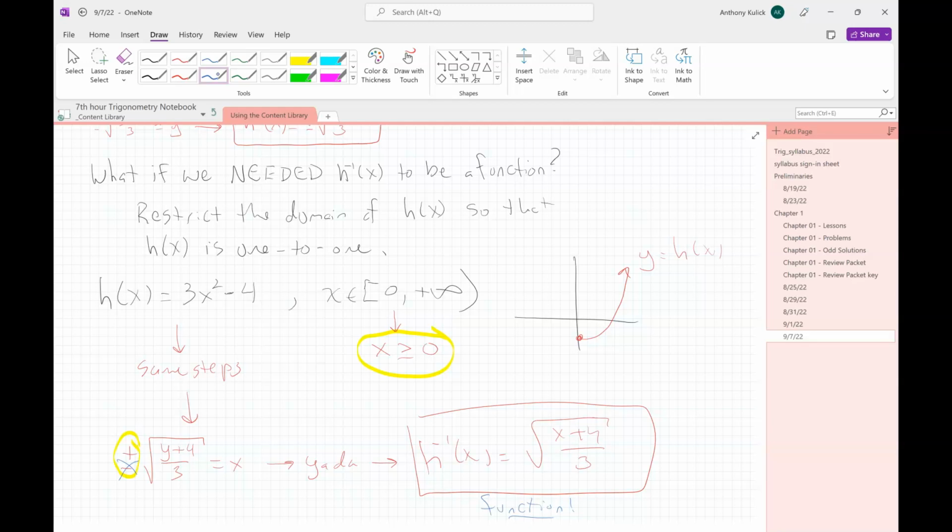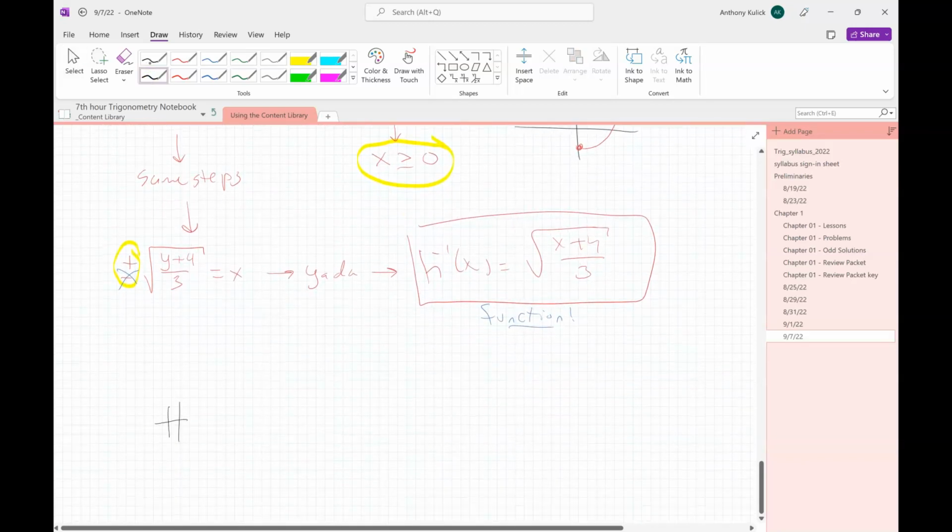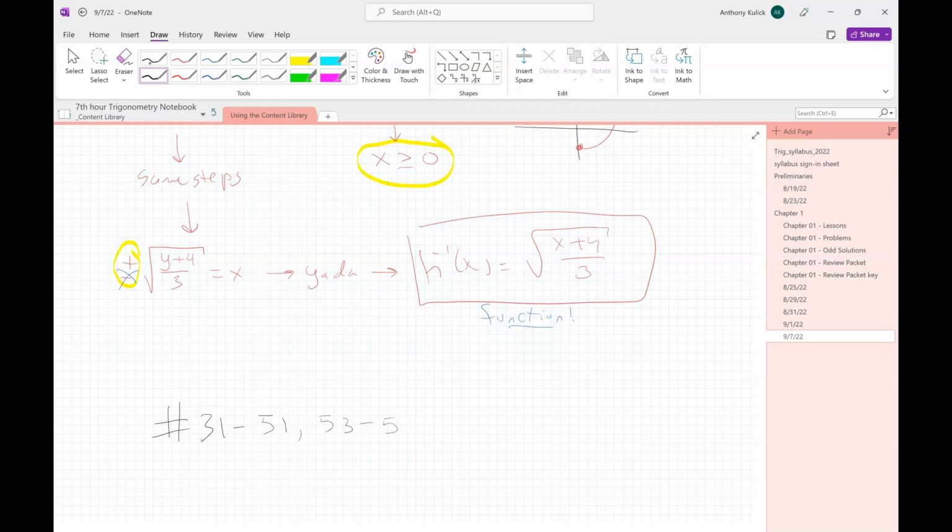Okay. This feels like the place to stop. I think at this point we can do a whole bunch of problems now. I know I'm excited too. We can do all the way up through 31 to 51, and then 53 to 55. We're skipping those log ones.